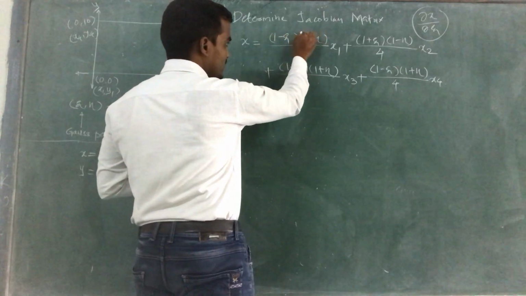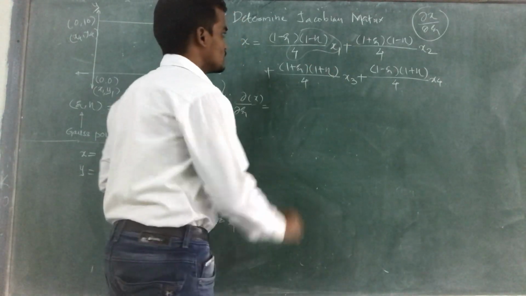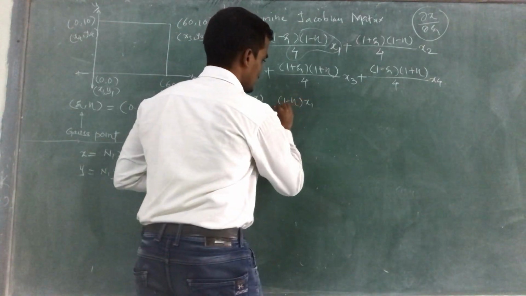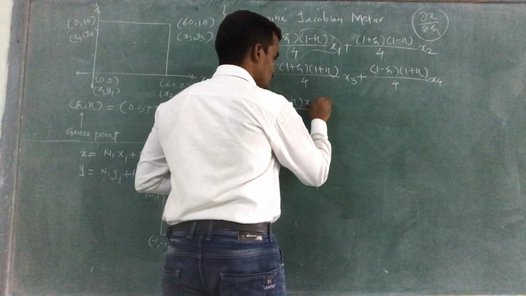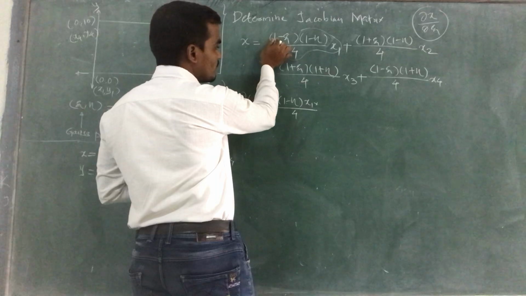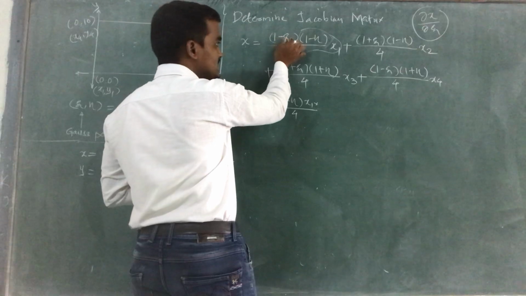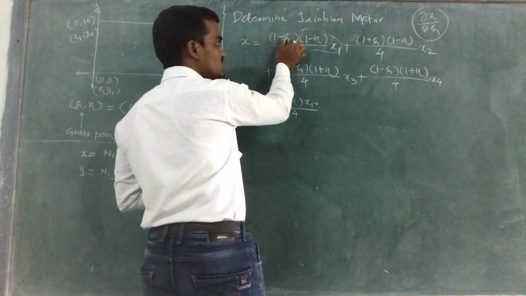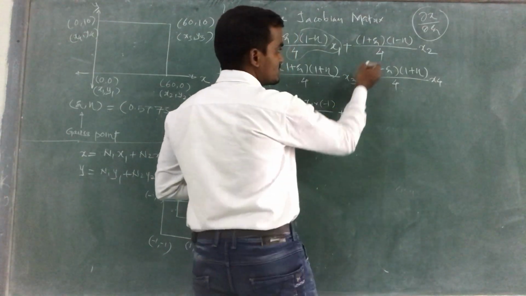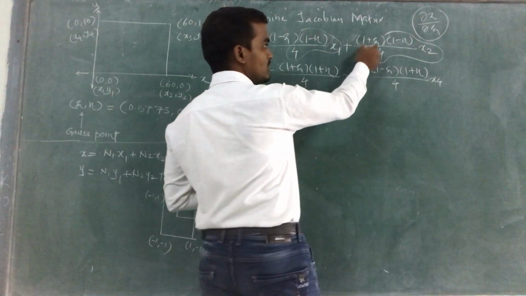The remaining terms will be constant. So it will become (1 minus eta) into x1 divided by 4, into the derivative of (1 minus zeta) with respect to zeta. Now with respect to zeta, 1 is constant, so the derivative of 1 is equal to 0. The derivative of minus zeta with respect to zeta will become minus 1. Then plus, similarly, here this term will become constant because we are taking the derivative with respect to zeta only.